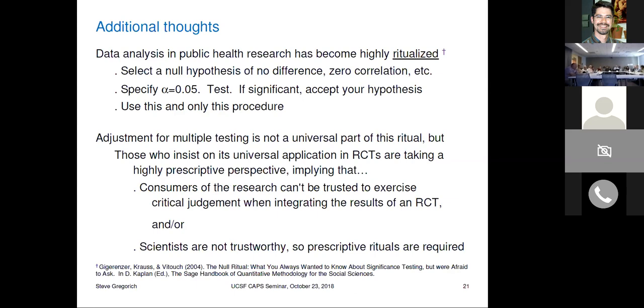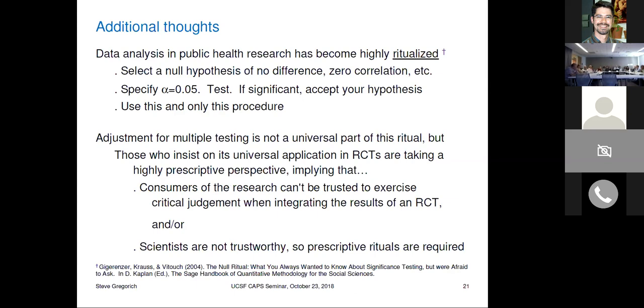Adjustment for multiple testing isn't really a universal part of this ritual, but those who insist that it should be are even adding to the ritual. It's really being highly prescriptive. And to me, it implies that consumers can't be trusted to exercise critical judgment, or that scientists aren't trustworthy, and so they don't know enough to be left to their own devices. So we need prescriptive rituals to keep them in line. And I would just reject this kind of thinking.